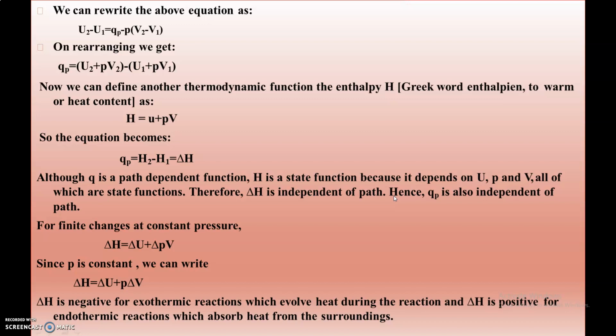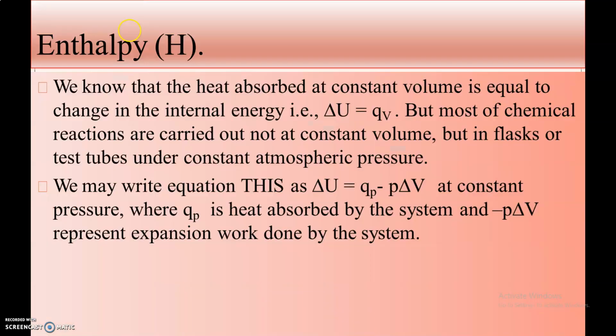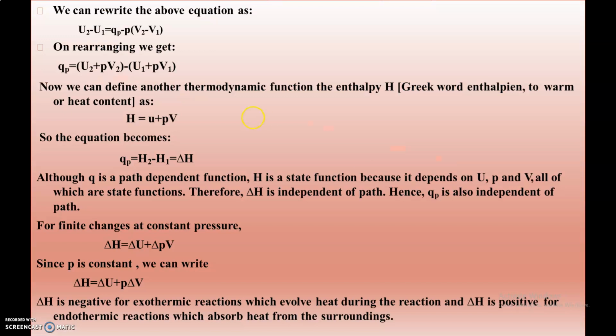So we can rewrite the above equation as U2 minus U1, that is change in internal energy, equals QP minus P times V2 minus V1, that is delta V. We know delta U is equal to U2 minus U1, the change in internal energy, and delta V is the change in volume. So we can rewrite the equation like this.